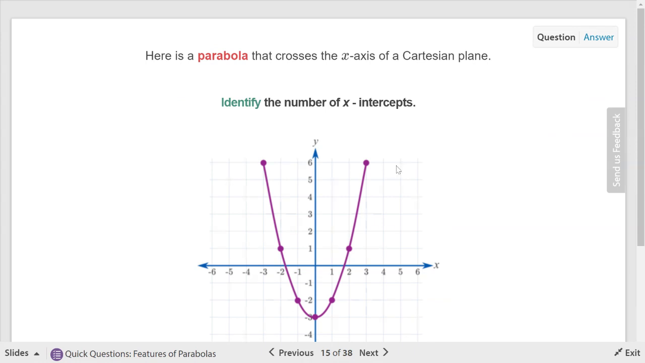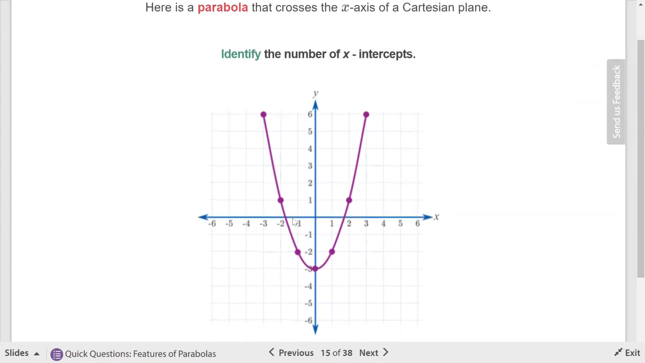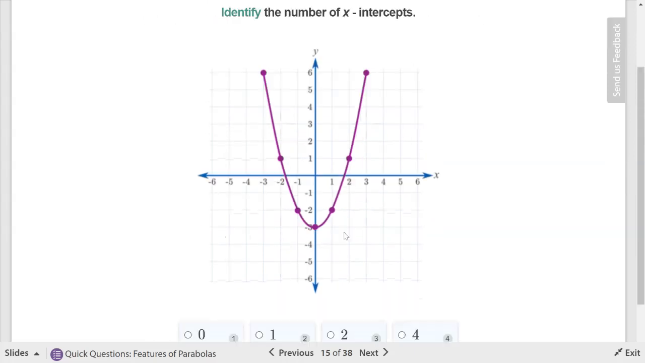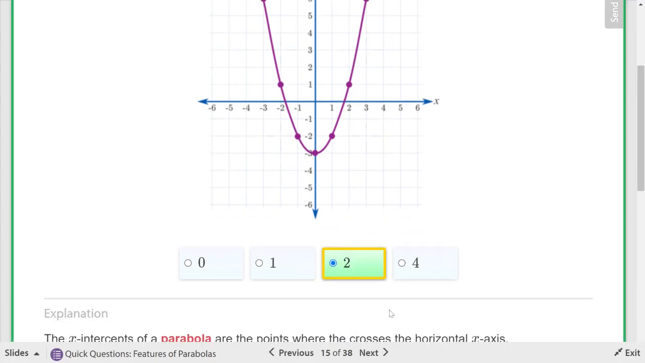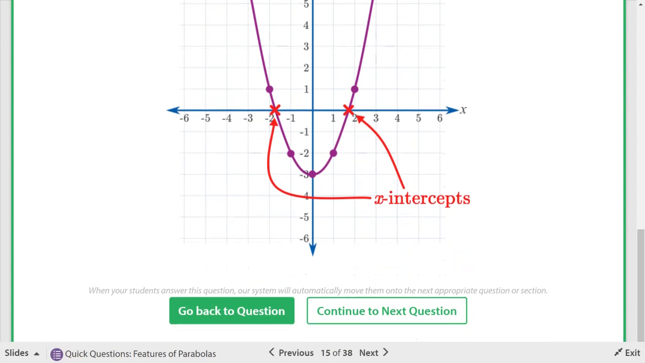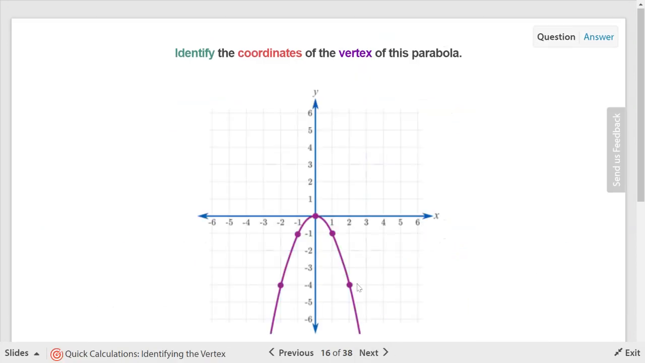Here is a parabola that crosses the x-axis of the Cartesian plane. There's a negative 1.607, 1.607, you can see that. And the question is asked, identify the number of x-intercepts. There are two x-intercepts, one over there and one over there, where it cuts the x-axis. Okay, those are your x-intercepts. Okay, so now we know what x-intercepts are. It's where the parabola cuts the x-axis.